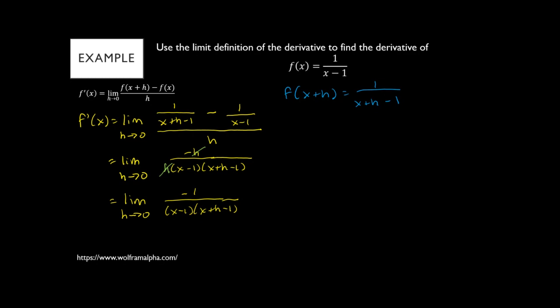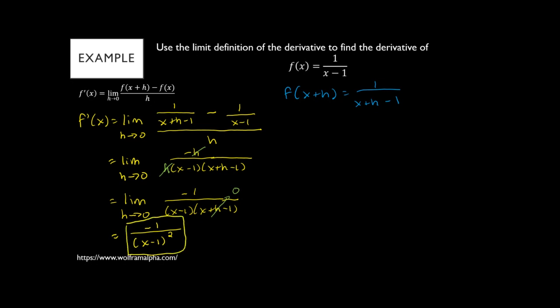And so now when you take the limit, this h goes to 0, so that basically disappears. So we have an x minus 1 times x minus 1 in the denominator. So we get negative 1 over (x minus 1) squared. And then that is your derivative.